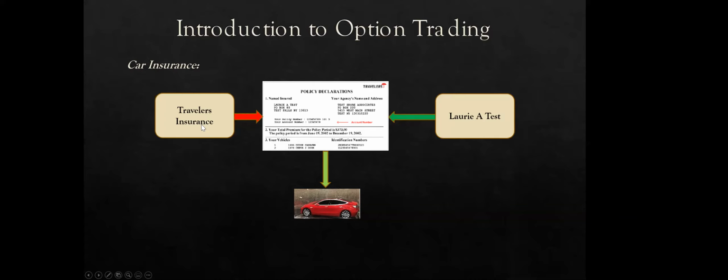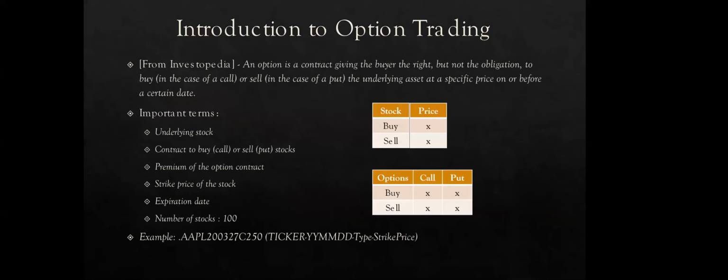But whoever is selling the insurance, the Travelers Insurance, they have the obligation. If something goes wrong with the car, they have to fix that car, or they have to provide the money to fix the car. So the insurance seller has the obligation, but the buyer doesn't have any obligation. And a few other things, there is the expiration date, how long it will last. So if you understand the whole concept of car insurance, then we can go back to the option contract.